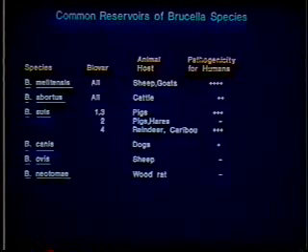Then there is Brucella suis, and Brucella ovis, an organism that affects primarily male sheep, and then Brucella canis, as the term would suggest, that affects dogs. Let's now show you a few slides of clinical brucellosis.